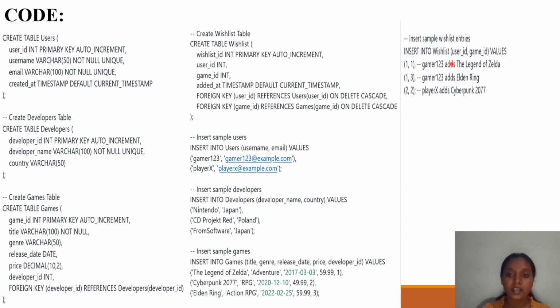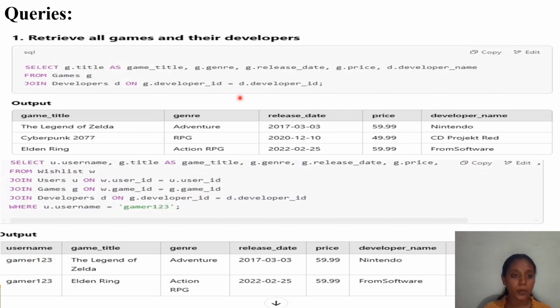Next, I have inserted a small sample into the wishlist entries. Insert into the wishlist: user ID, game ID. The values are 1, 1 for user ID and game ID. Next, 1, 3. The user ID is 2 and the game ID is 2. Next, coming to the queries.